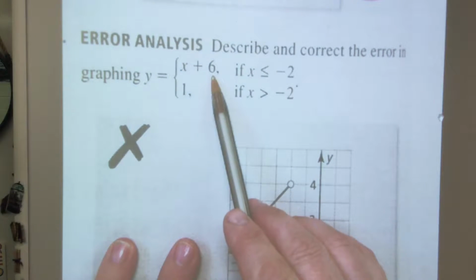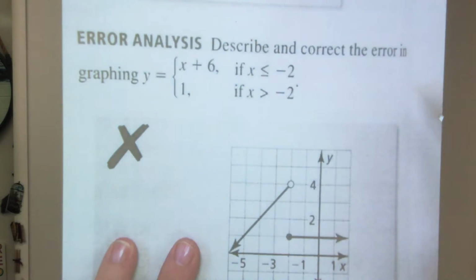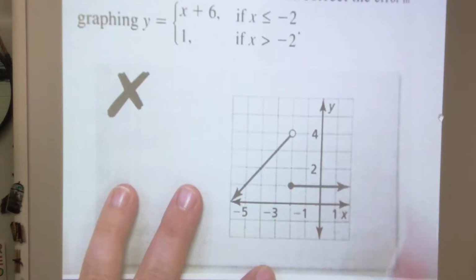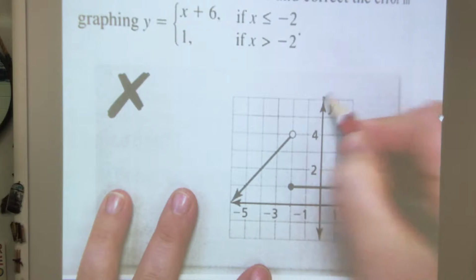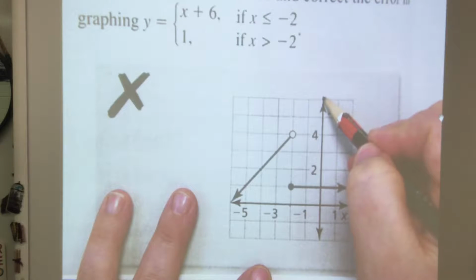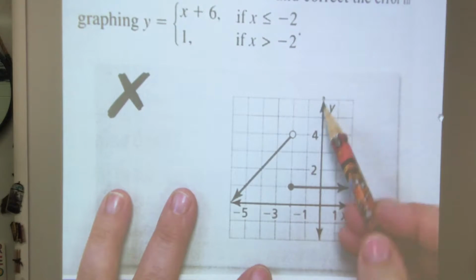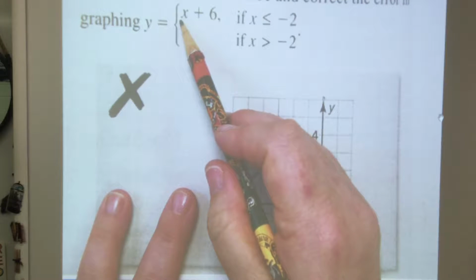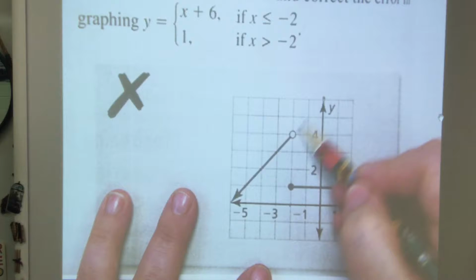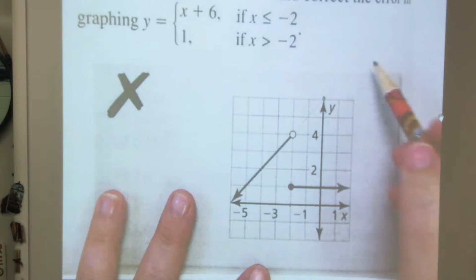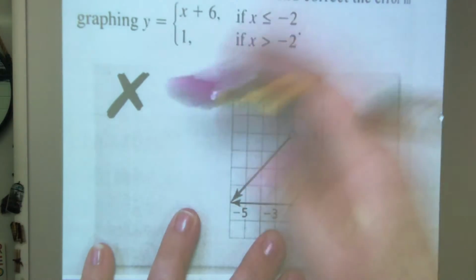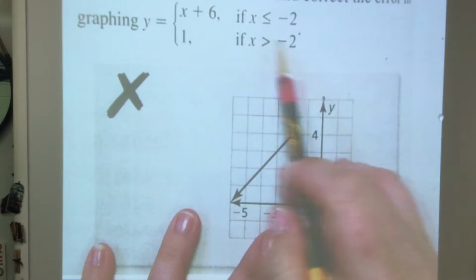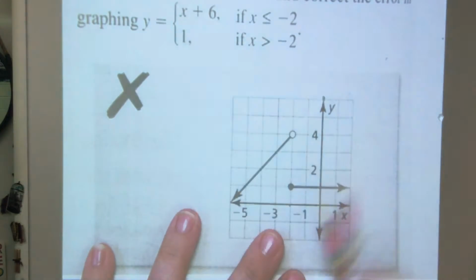So x plus 6. I should have, let me do this in pencil, about right here would be my y-intercept for x plus 6. And it has a positive slope. So yeah, that works. But the problem comes, yeah, so the line here is drawn correctly. And I'm going to check 1. If x is greater than -2, it equals 1. And that works.